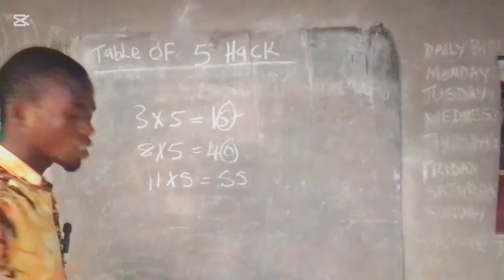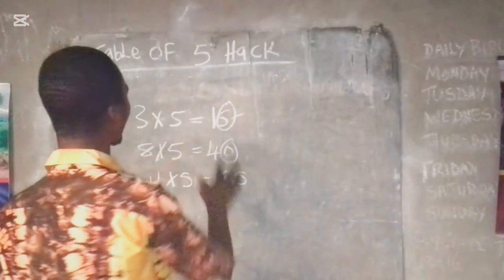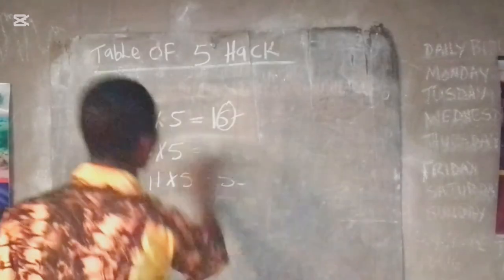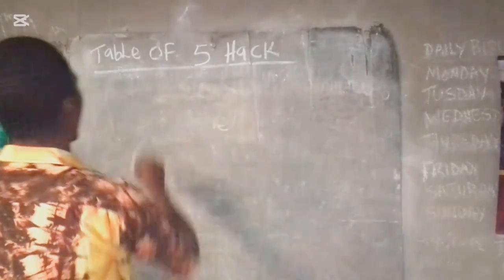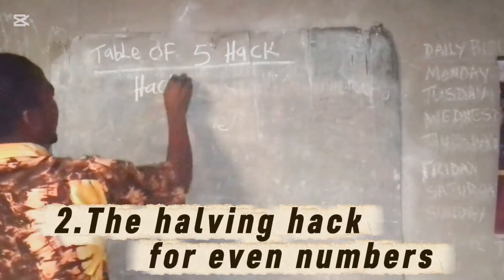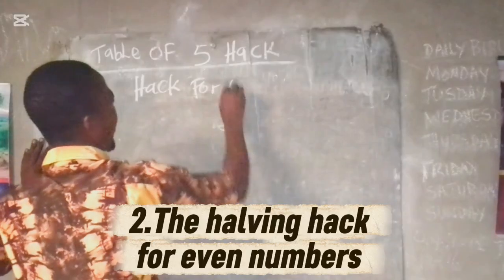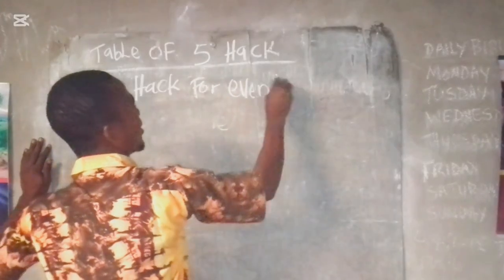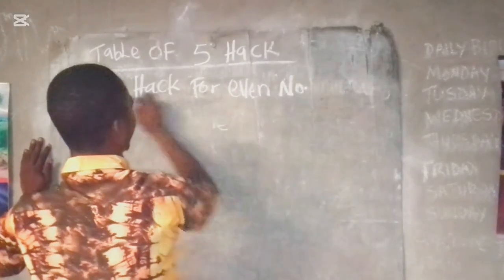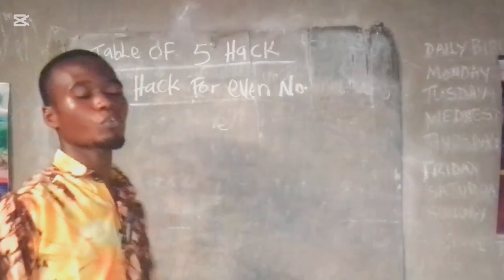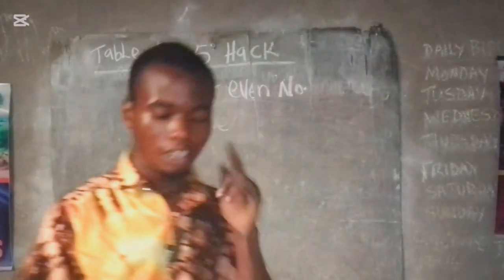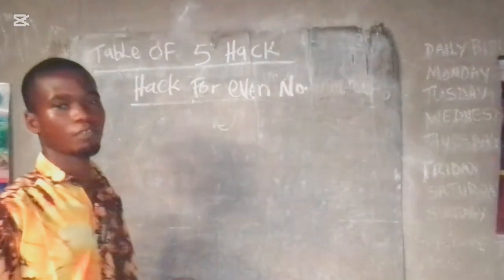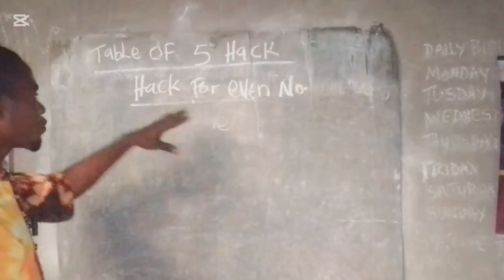Rule number 2, or hack number 2, is the hack for even numbers. Now let's go into what we have. Hack for even numbers.